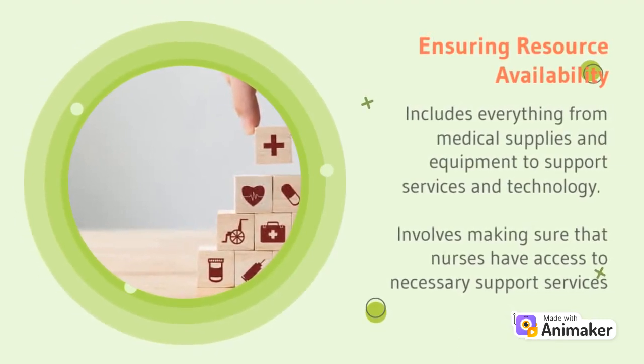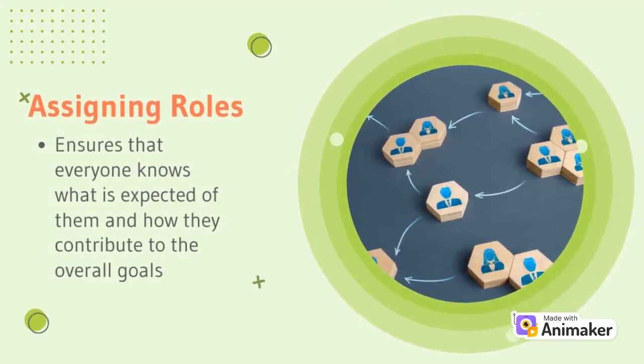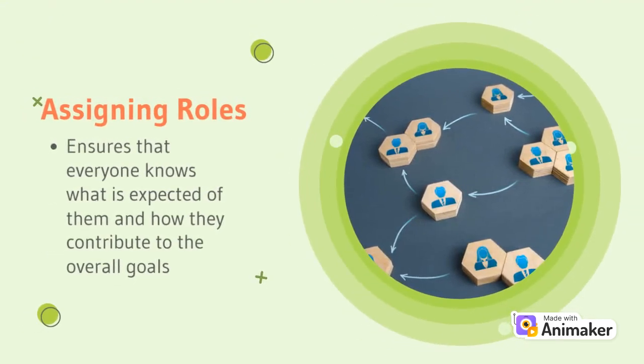Ensuring that the necessary resources are available is also a key part of organizing. This includes everything from medical supplies and equipment to support services and technology. For example, ensuring that there are enough IV pumps, medications, and personal protective equipment available is critical for efficient and safe patient care. It also involves making sure that nurses have access to necessary support services, such as administrative assistance and continuing education opportunities.